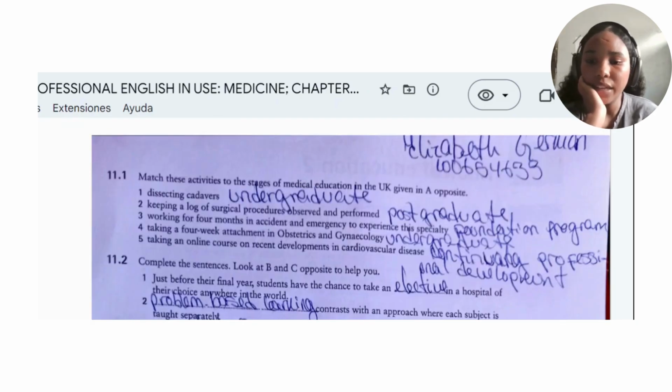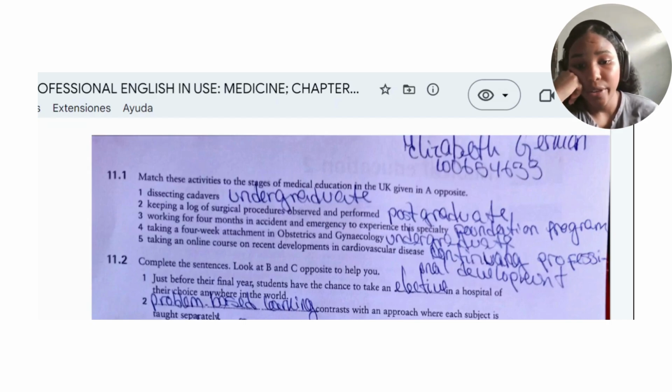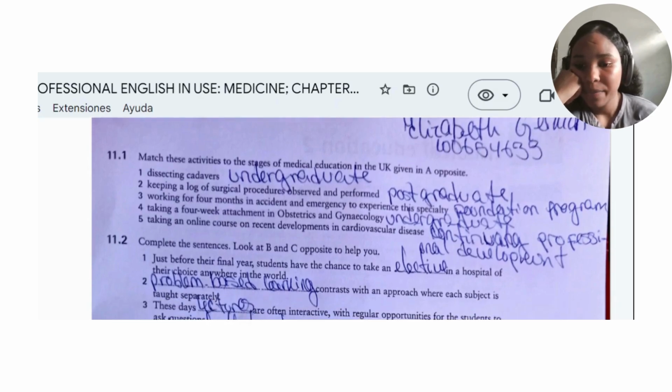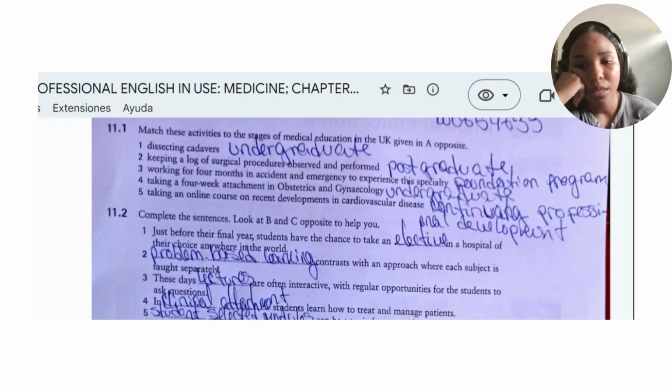Match these activities to the stages of medical education in the UK given in A opposite. Dissecting cadavers: undergraduate. Keeping a log of surgical procedures observed and performed: postgraduate. Working for 4 months in accident and emergency to experience this specialty: foundation program. Taking a 4-week attachment in obstetrics and gynecology: undergraduate. Taking an online course on recent developments in cardiovascular disease: continuing professional development.